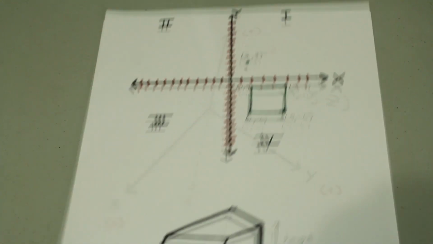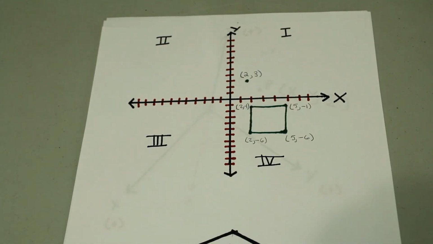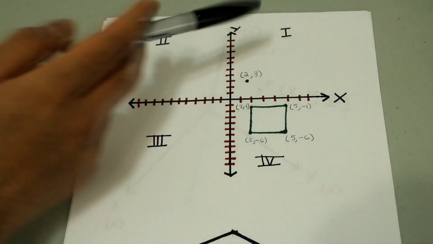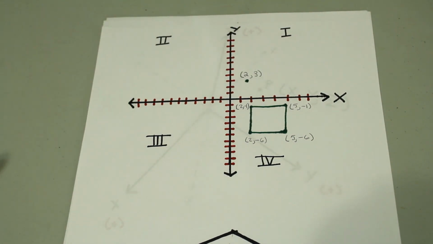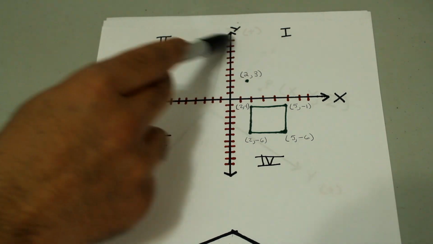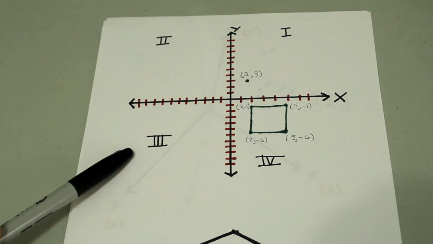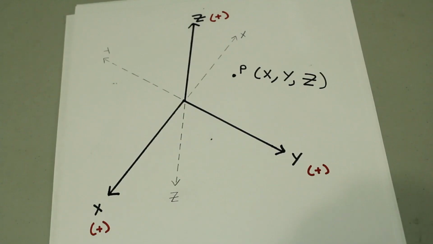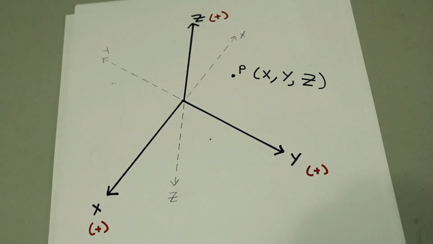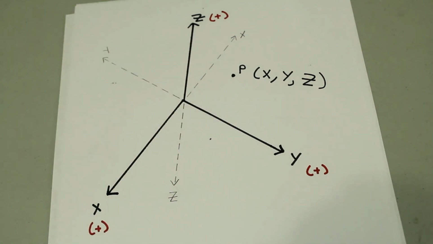We know that a 2D plane has 4 quadrants. Quadrant 1 is where x and y are both positive, and the other quadrants are labeled in a counterclockwise direction. We have quadrant 2, quadrant 3, and quadrant 4. A 3D coordinate system has 8 octants. The first octant is where the x, the y, and the z coordinates are all positive.